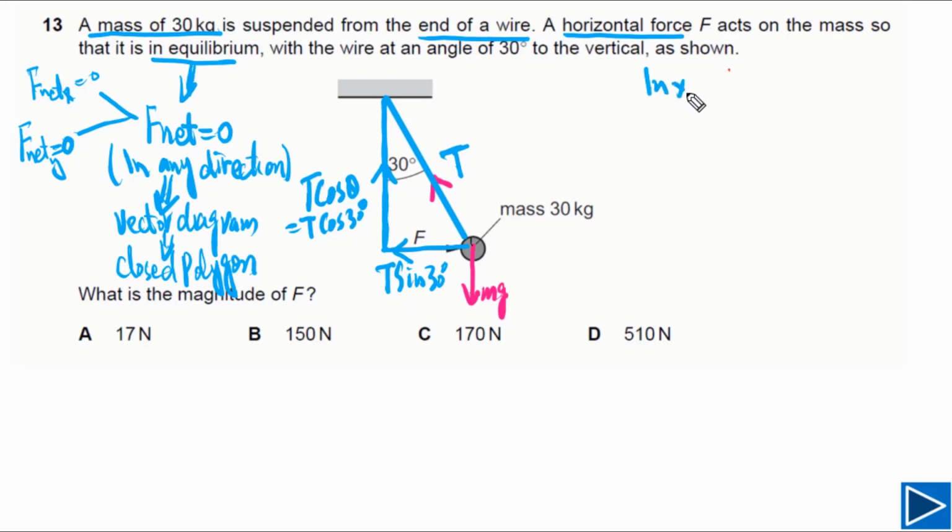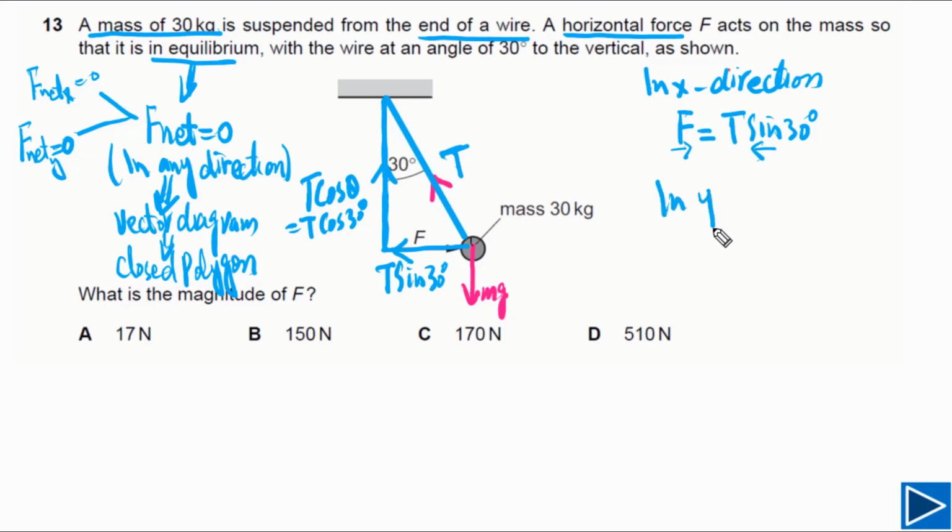Now we need to equate forces along the x direction and along y. If you look at the x direction, we have two forces. F is acting to the right, and the horizontal component of tension is acting to the left, so this is simply T sine of 30 degrees. These two have to be equal because this mass is in equilibrium. These two forces are equal.